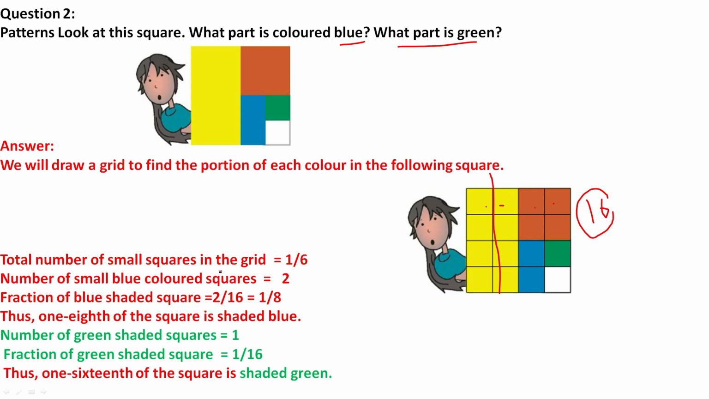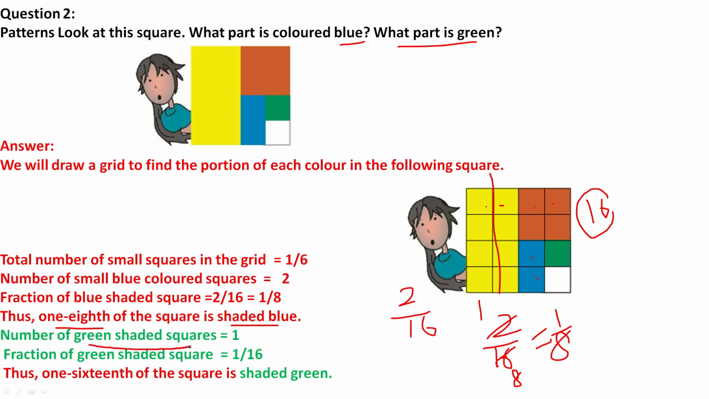Total number of small squares in the grid is 16. Number of blue colored squares: 1, 2, so 2 by 16. 2 by 16 is equal to 1/8, because 1 2 is 2, 8 2s are 16. So 1/8 of the square is shaded blue.